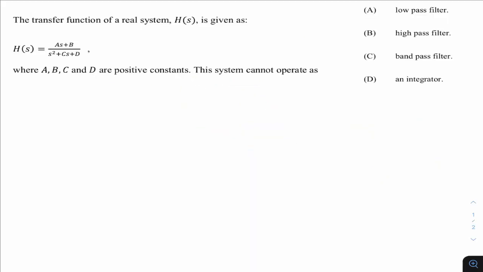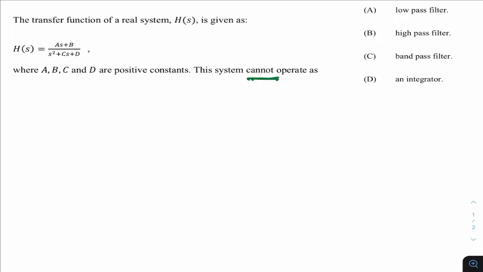This question was asked in GATE 2022 Electrical. This is based on the filter concept. The question is: the transfer function of a real system H(s) is given as H(s) equals (as plus b) by (s square plus cs plus d), where a, b, c and d are positive constants. The system cannot operate as... okay, so note this word, cannot.